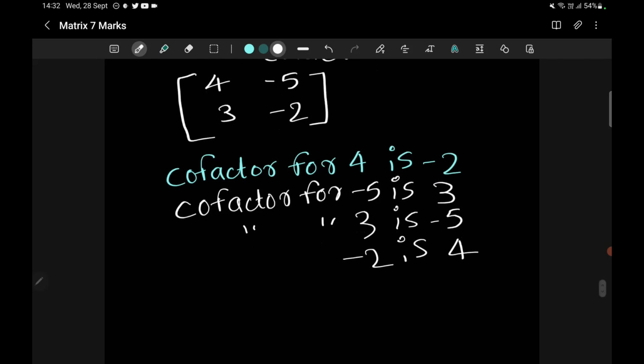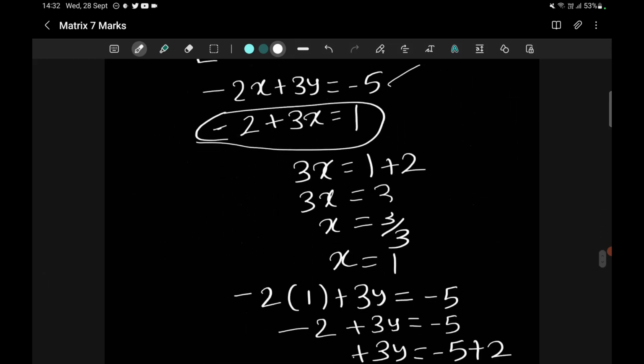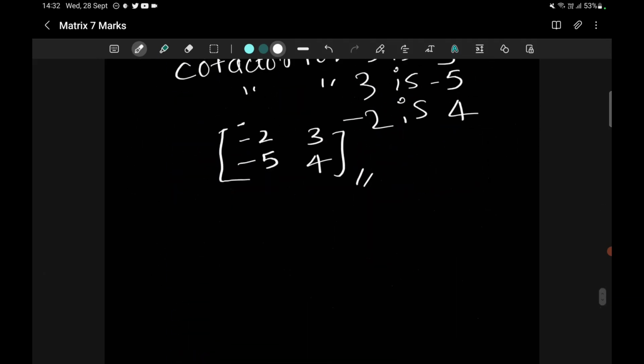Now we have to substitute this in one matrix. In place of 4, we have to substitute minus 2. In place of minus 5, we have to substitute 3. In place of 3, we have to substitute minus 5. And in the place of minus 2, we have to substitute 4. This is how we can find the cofactor. With the same example, I'll show you how to find the adjoint.